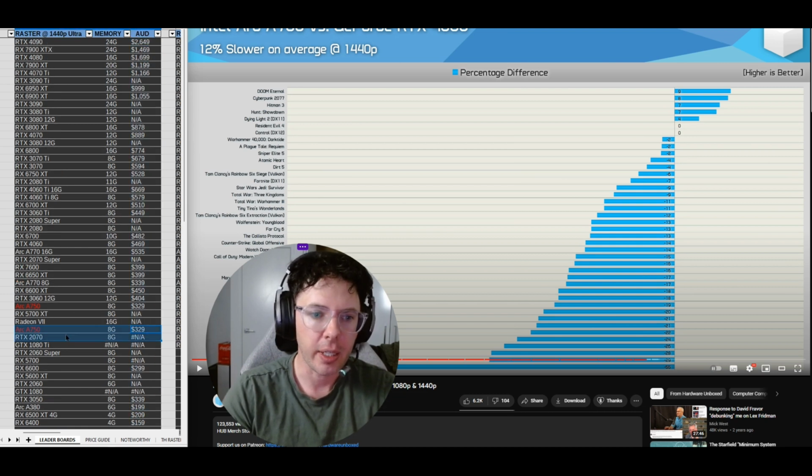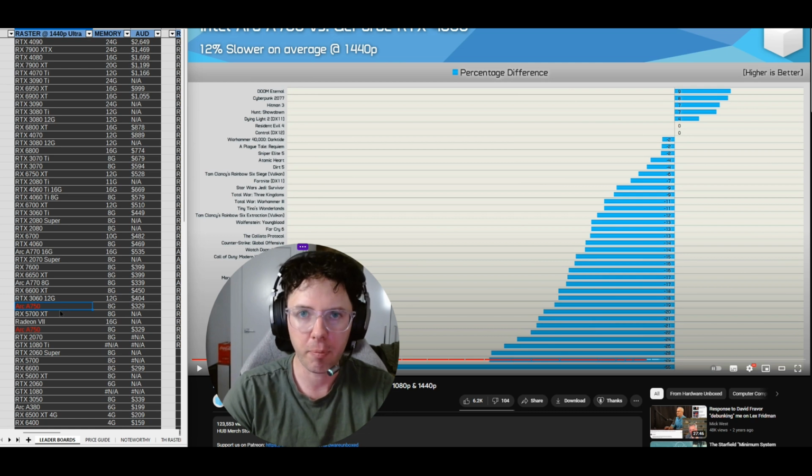It used to be sitting here below the Radeon 7 and below the 5700 XT, but with the improvements from its driver updates, it's now sitting up here just below the 3060 12G. And in fact, it's actually pretty much tied with the 3060 12G. If you look at the actual numbers, it's not far off, although it is only an 8 GB card.